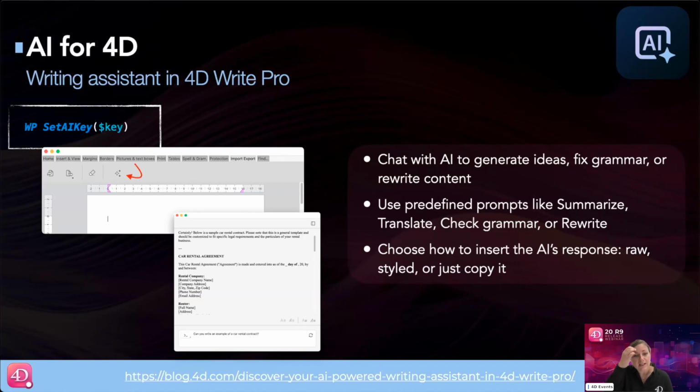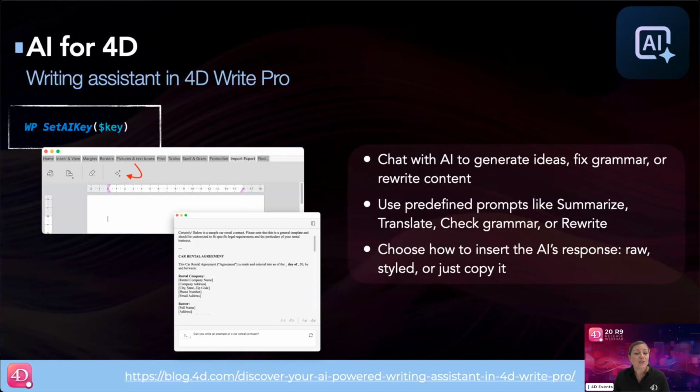So what can you do? In fact, you can chat with AI to generate ideas, fix grammar, or rewrite content. Use predefined prompts like summarize, translate, check grammar, or rewrite. Choose how to insert the AI response: raw, styled, or just copy it. You also get a request history, so you can easily revisit past prompts and responses, and insert content where you need without losing any track.